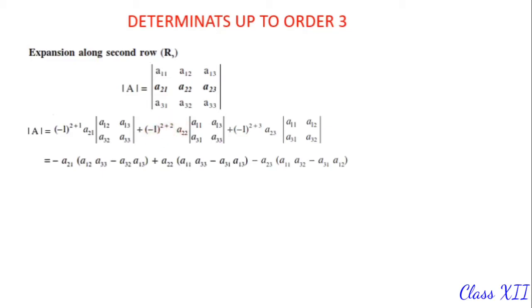So minus 1 becomes plus 1. So plus A22 into the diagonal elements A11, A33 minus A31 into A13 it is written. Plus minus 1 the whole power 5. So it is an odd number, so we have to go minus 1 the whole power 5, which is minus 1 itself, minus A23 into A11, A32 diagonal elements A31, A12 we have to multiply. So that is the way we have to multiply along the second row.